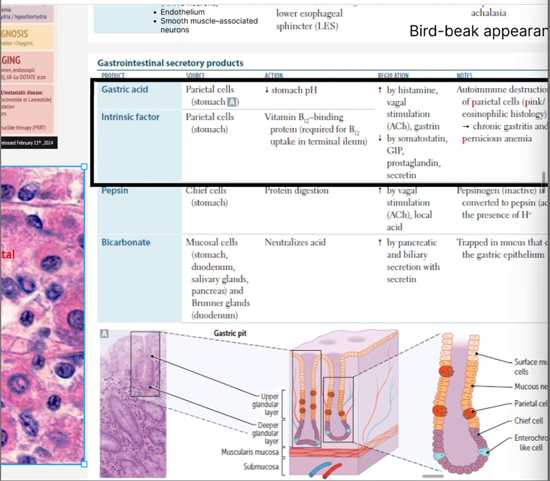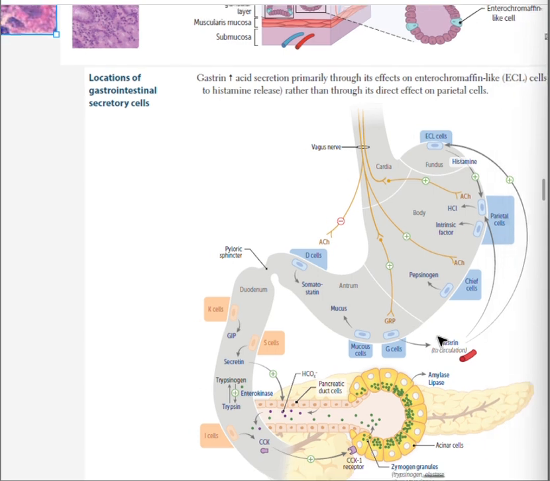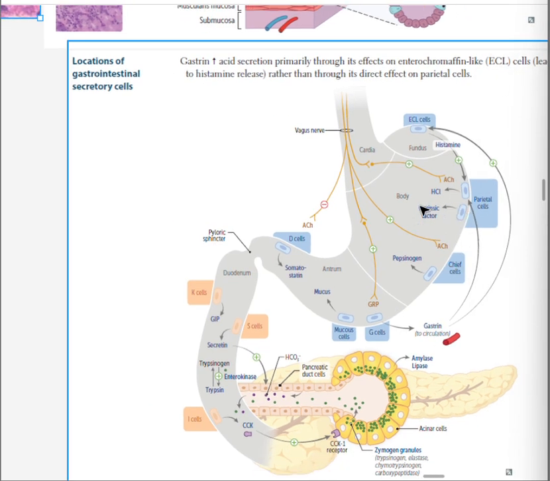We were talking about the intrinsic factor. Intrinsic factor is also released by the parietal cells. Now, what the intrinsic factor does is bind vitamin B12. It allows its absorption in the terminal ileum. We can't see the terminal ileum here.